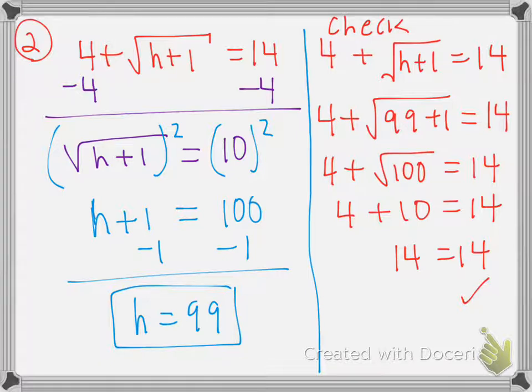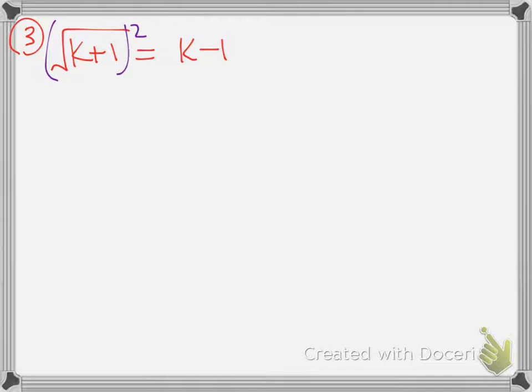The next problem I'll show you is when you have variables on both sides. So I'll show you 2 examples of these types. So this is going to be example 3. You have the square root of k plus 1 on one side, and k minus 1 on the right side. And we're going to solve and check this. So again, we want to figure out how to get the radical away. So we're going to square both sides.